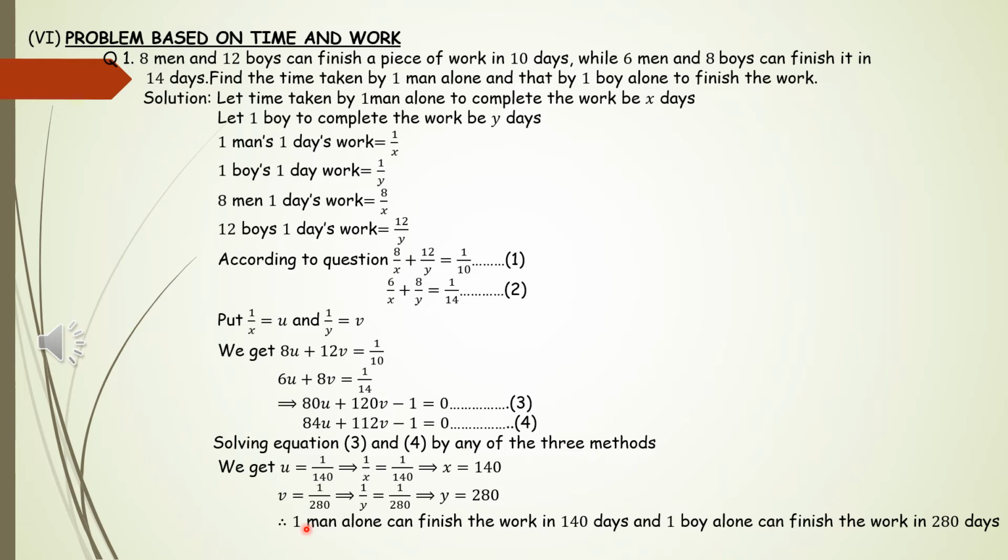Or we can infer from this, one man alone can finish the work in how many days? 140 days, because we got the x value as 140. And one boy alone can finish the work in 280 days, because we have taken one boy's work as y.